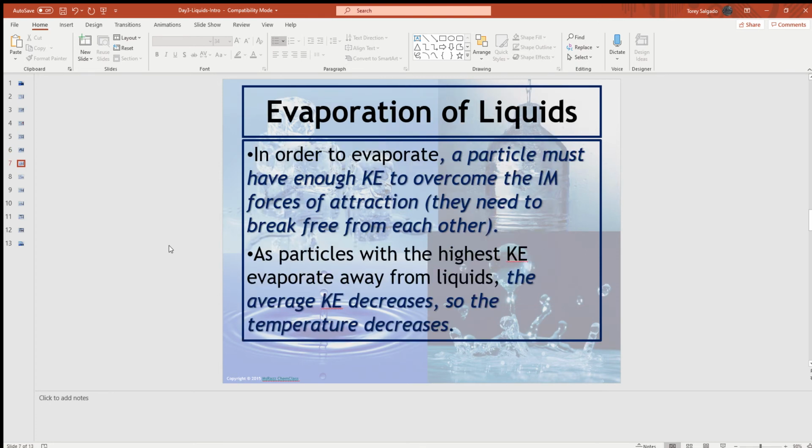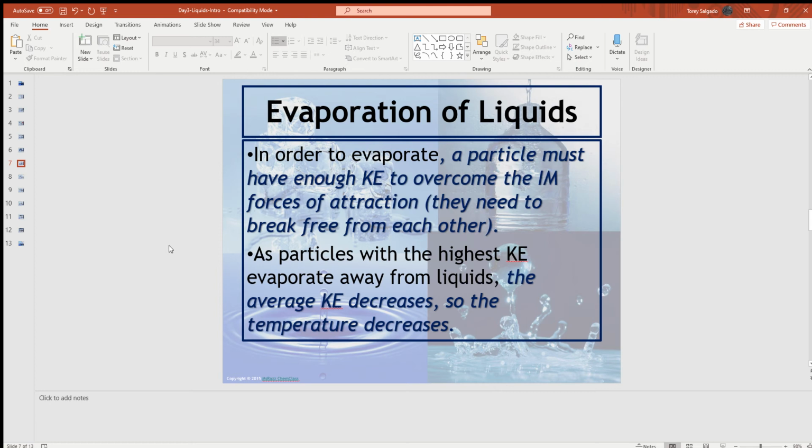In order to evaporate, a particle must have enough kinetic energy to overcome the intermolecular forces of attraction. We have these intermolecular forces of attraction. These liquid molecules are attracted to each other. That's like they're holding hands. So in order to evaporate and escape out of the liquid and become a gas, they must have enough kinetic energy to break free from those attractions, break free from holding hands with each other.